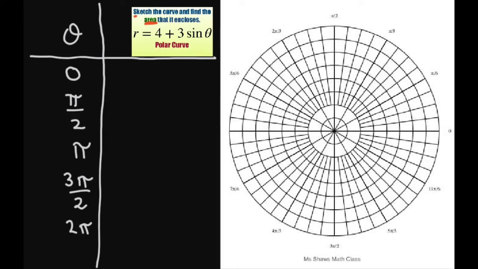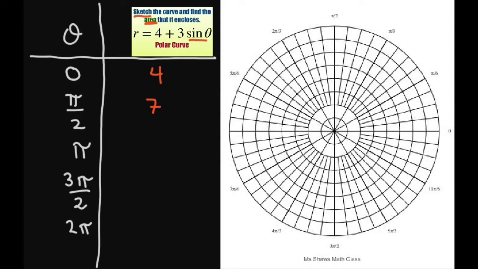It says just to sketch it. We know it's a limaçon. So I just went from 0 to 2 pi, and we're going to add some values for that. So basically at 0, we're going to get 4. At pi divided by 2, we're going to get 7, because sine of pi divided by 2 is 1.